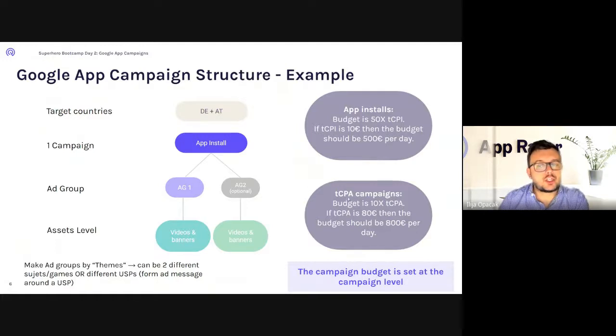Targeted cost per action when it comes to campaigns: the budget is 10 times the targeted cost per action. This means if the targeted cost per action is 80 euros, then the budget should be approximately 800 euros per day. Again, those two benchmarks and those two numbers should help you determine and decide if Google App Campaigns is the right way to go for you.